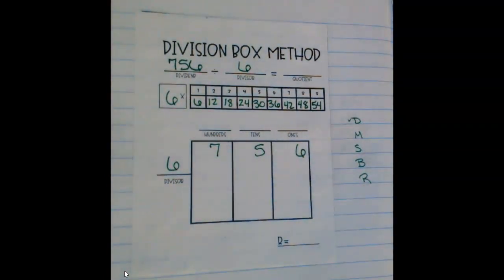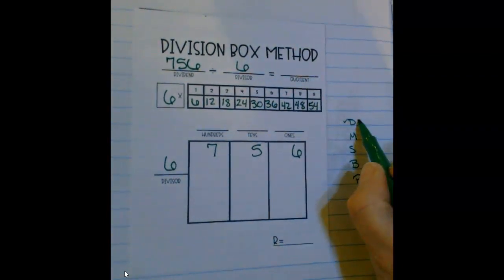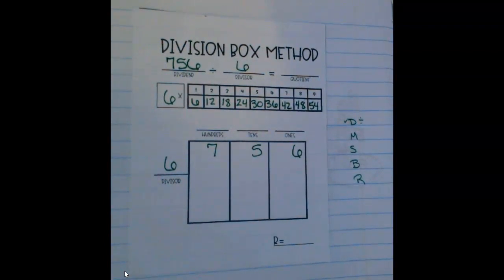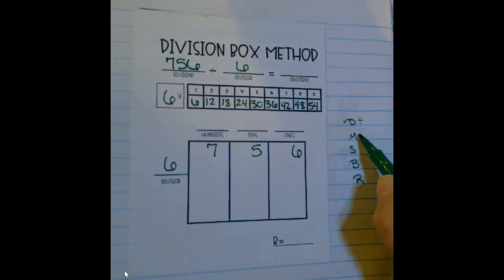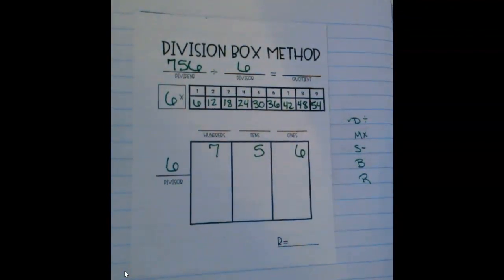Now, remember, you're going to have to list your steps over here to the side to help you remember what to do. So, Daddy, Mommy, Sister, Brother, Rover. The D tells me I'm going to divide. The M tells me I'm going to multiply. The S tells me I'm going to subtract. Now, this is where it's different. This is where our box method changes from our standard algorithm.